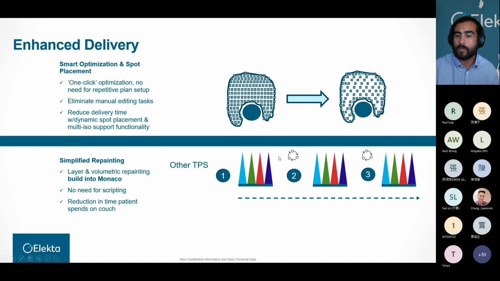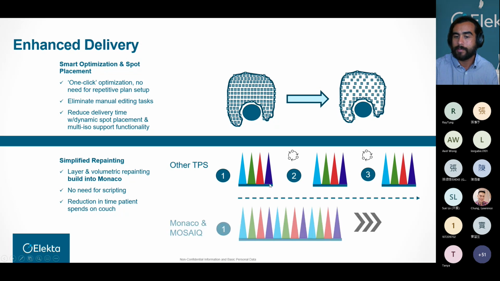Another TPS would export 3 separate beams here. Therefore, a user needs to treat beam 1, then they treat beam 2, and then they treat beam 3. However, with Monaco and Mosaic, the Elekta solution, when we export these plans with repainting, we create just the one beam. And through Mosaic, we're able to deliver this so that the user only needs to beam on once, and all of these layers get delivered after each other. So you get the same effect. However, the user saves a lot of time just through the elimination of redundancy in the workflow.